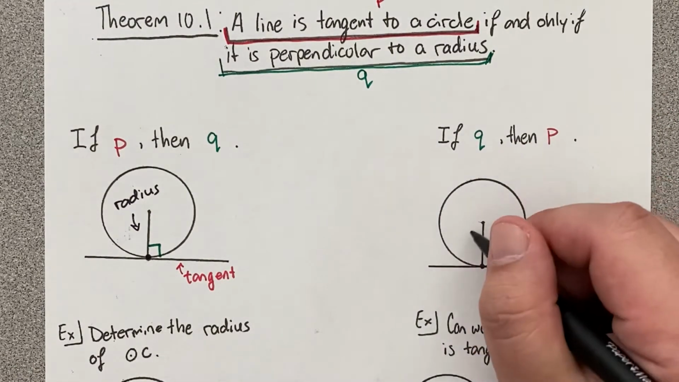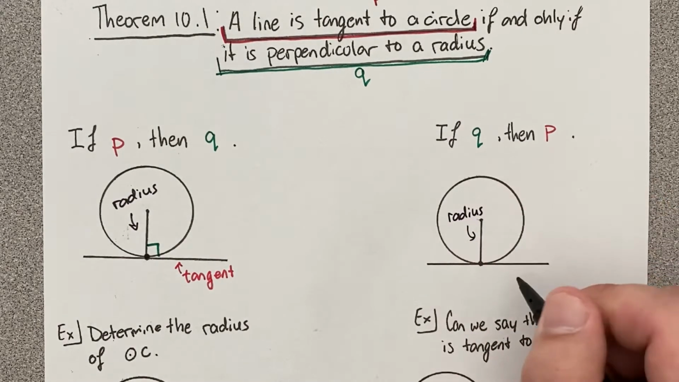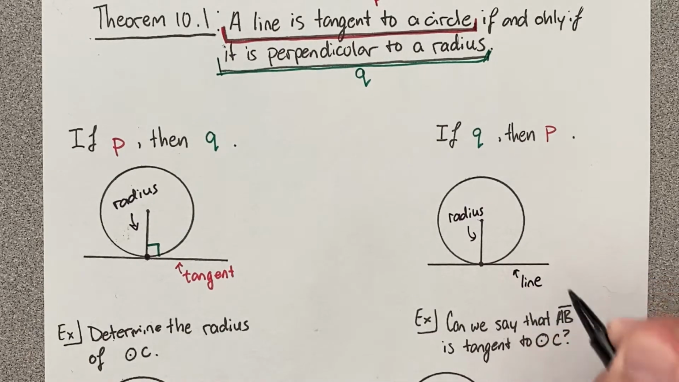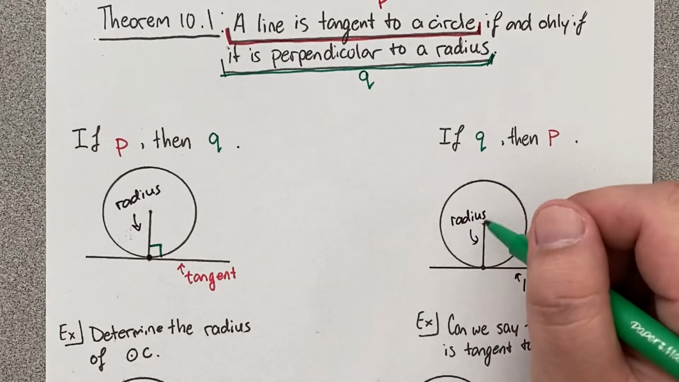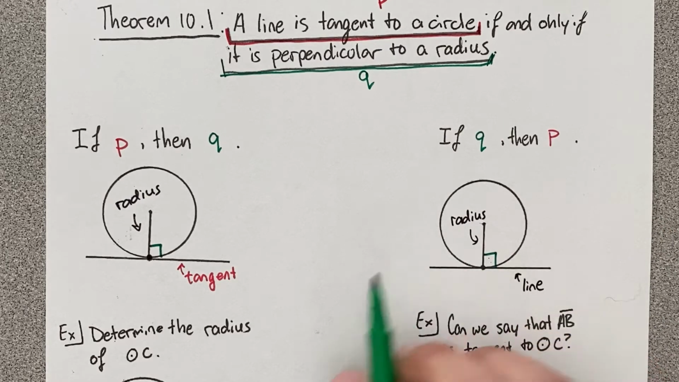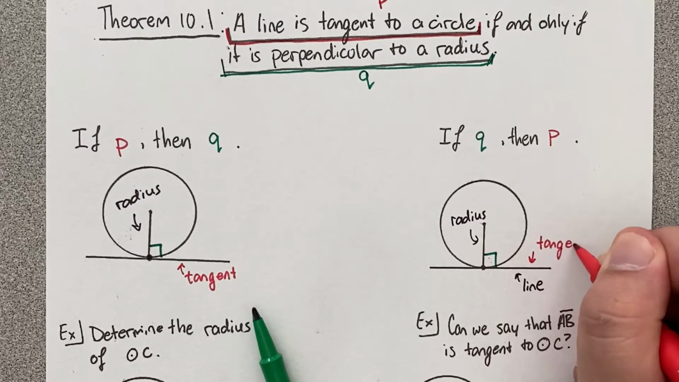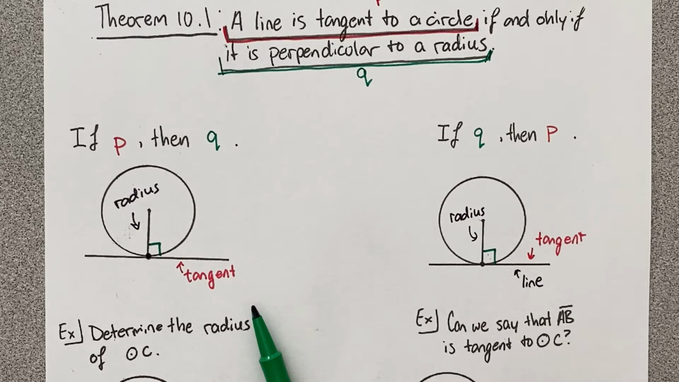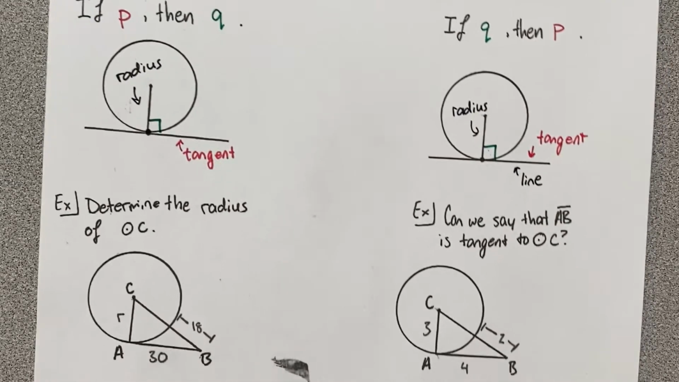In this problem, we still know that this line is a radius. That's just by definition. But we no longer know that this line is a tangent. Instead, we are just going to consider this a line. The condition for using this theorem is that these two lines must be perpendicular to each other. So that must be given to us in order to then claim by Theorem 10.1 that this line is indeed a tangent line. So they work sort of backwards from each other. They are slightly different, but they deal with two different types of problems. We'll look at some examples.